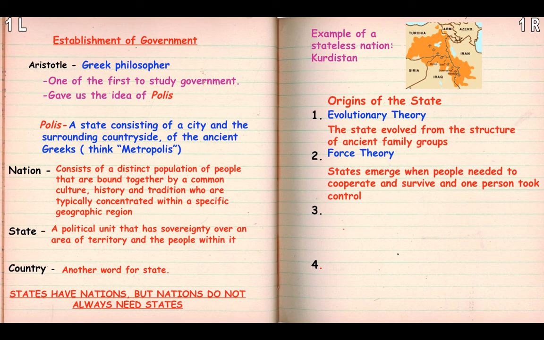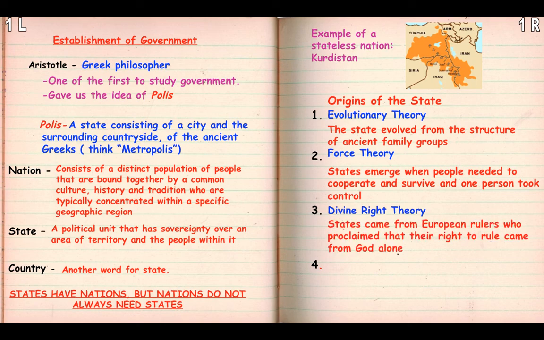However, you decide, you know what, guys? I drove us here. I have the keys to the car. We are going to Cookout, whether you like it or not. So that's where we're going. If you don't like it, tough. That is force theory. Force theory says that people needed to cooperate and survive, so therefore one person just took control and created all of the aspects behind a state.